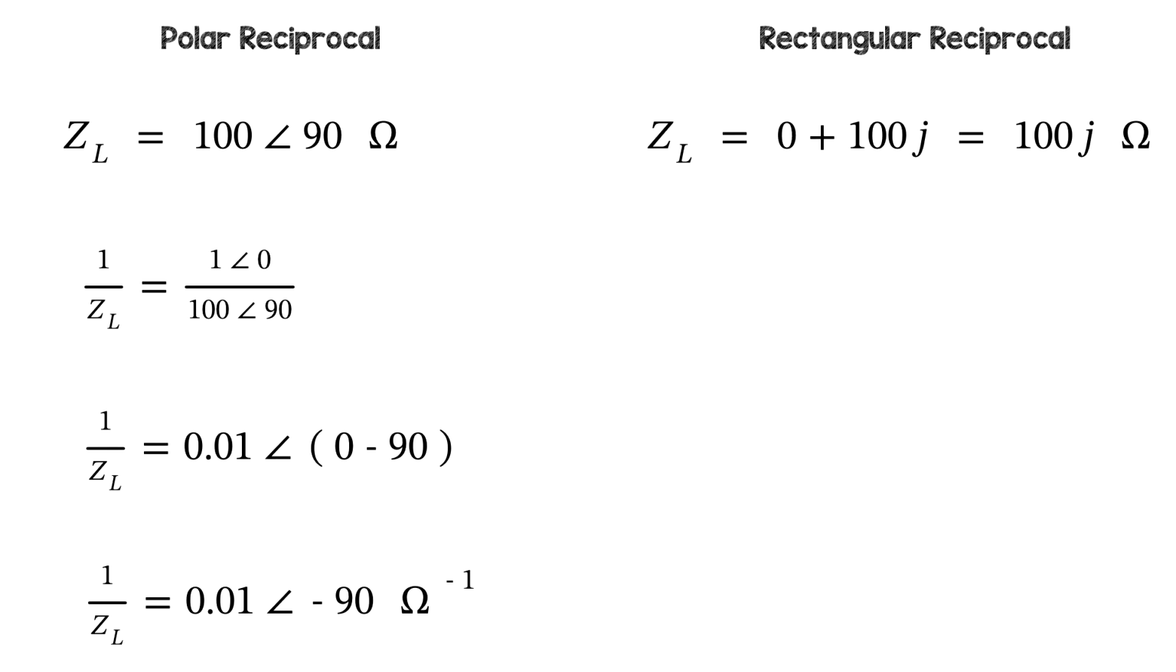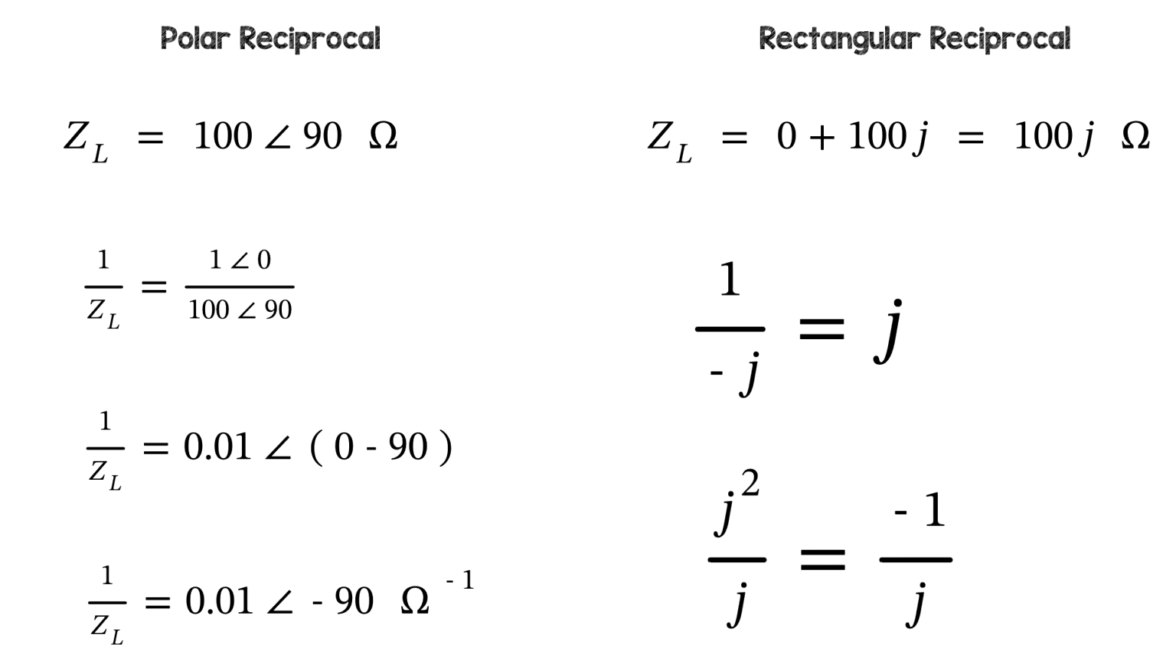We have the same impedance in rectangular form, which is 0 real plus 100j imaginary. So that's just 100j ohms. And it's worth remembering that 1 over j is minus j, and 1 over minus j is j. And that comes from the fact that j squared over j is minus 1 over j. But j squared over j is just j.